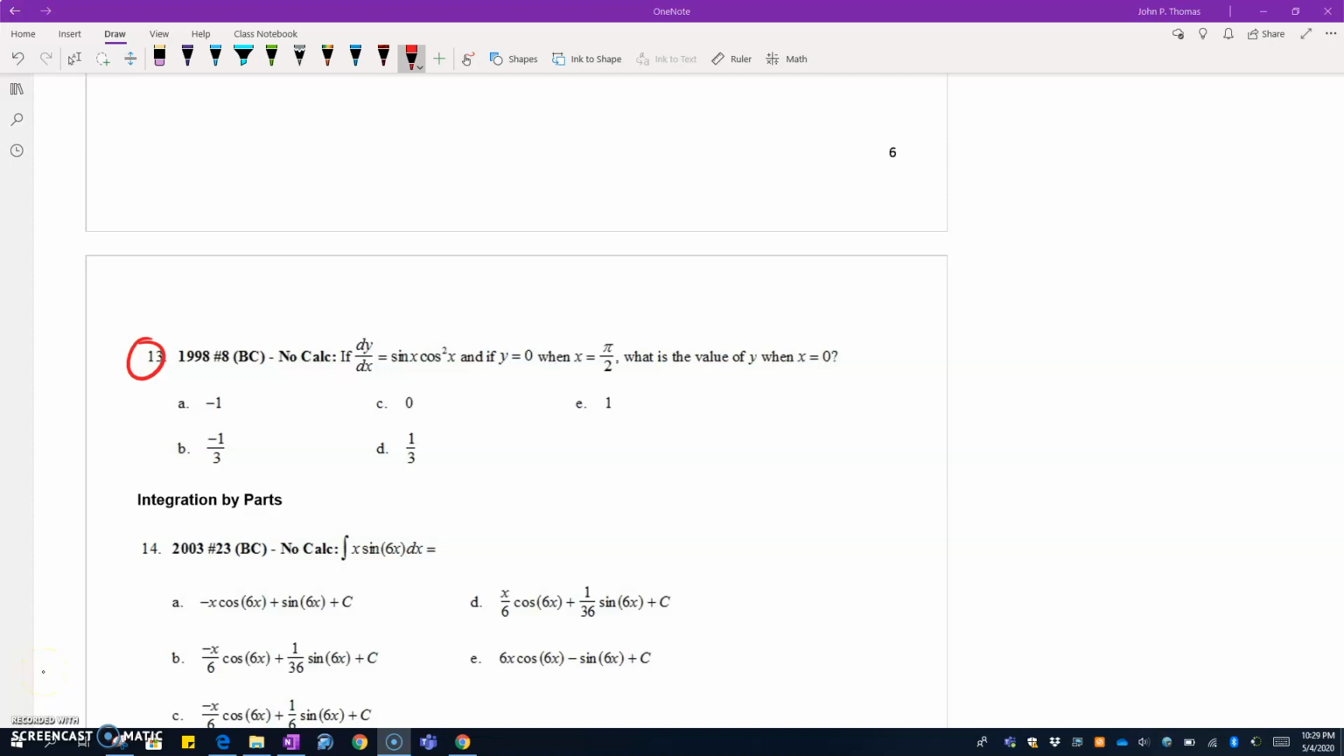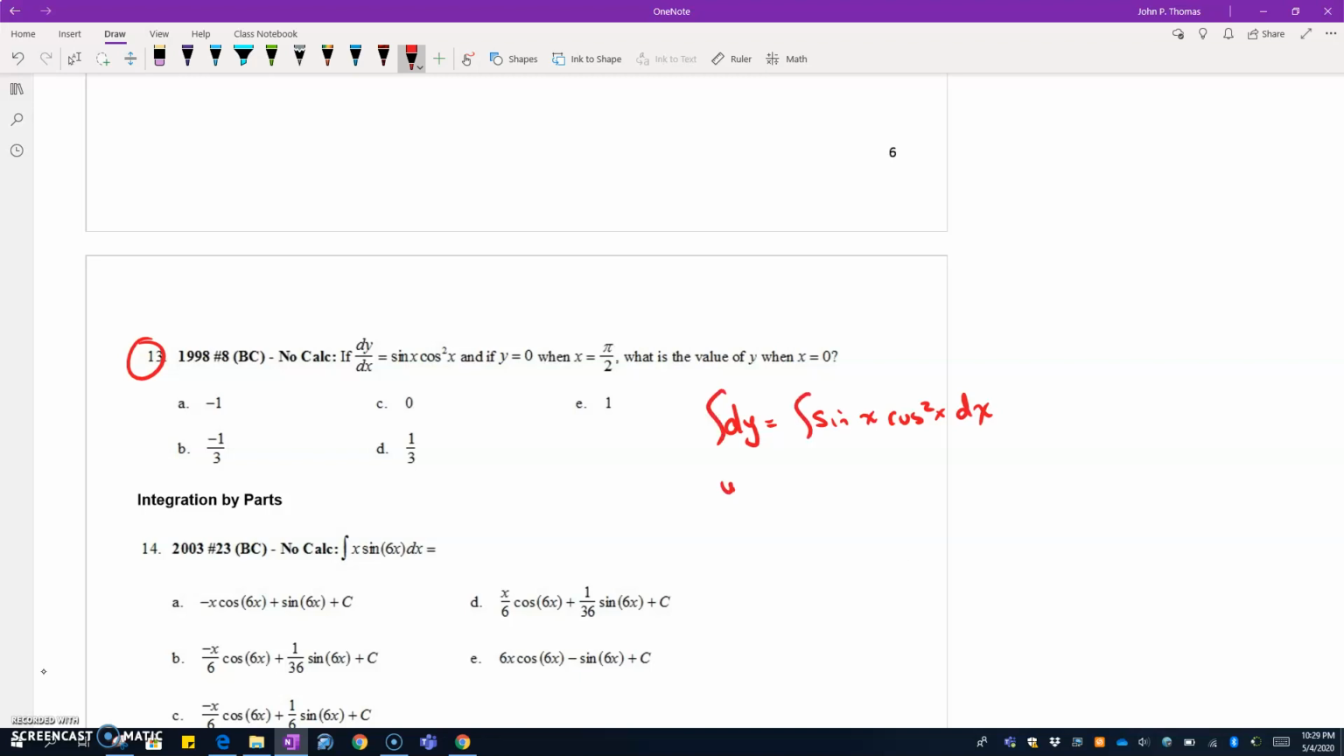Alright, so number 13 on this problem set is really a sneaky differential equations question. It gives you the derivative dy/dx equals sine x cosine squared x. So I'm going to go ahead and separate the variables. I said cosine 2x, I meant cosine squared x. I'll move the dx over to the other side. Now I'm going to take the integral of both sides.